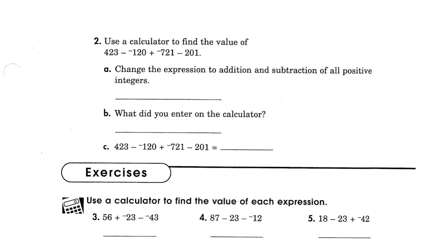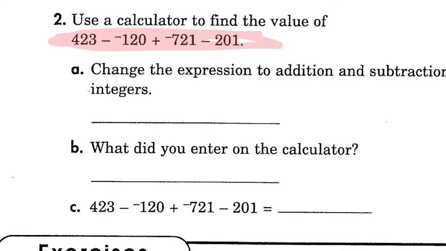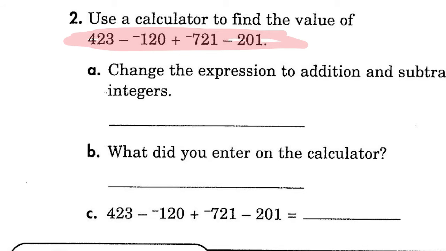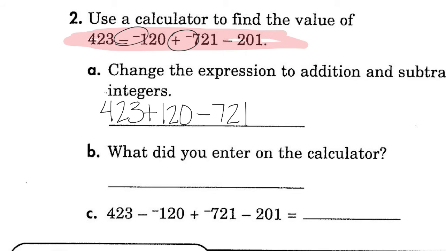And so it says use a calculator to find the value of this problem right here. So we are going to do what it says, or what the lesson is telling us to do. And I'm going to make this bigger so I have more room to write. So it's saying to take the 423. We want to make this be positive, so we have to do the opposite. So we're going to add 120. And then we want to do the opposite because we want this to become positive. So we're going to subtract 721 minus 201. So this is what we're going to enter on the calculator.